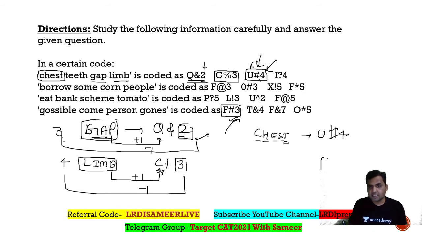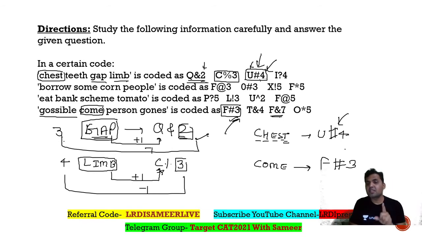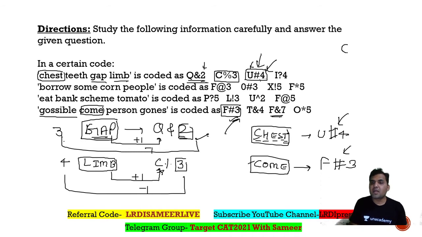Then you see that this symbol must be used for a word ending with E, and there's only one such word, COME, right? This must be for this word. Now come is used as F hashtag 3. Now the reason for this symbol: do you have something in common between these two words? You can clearly see both of them start with the letter C. You get to know the reason: if the first letter of the word is C, then you're supposed to use the symbol hashtag.